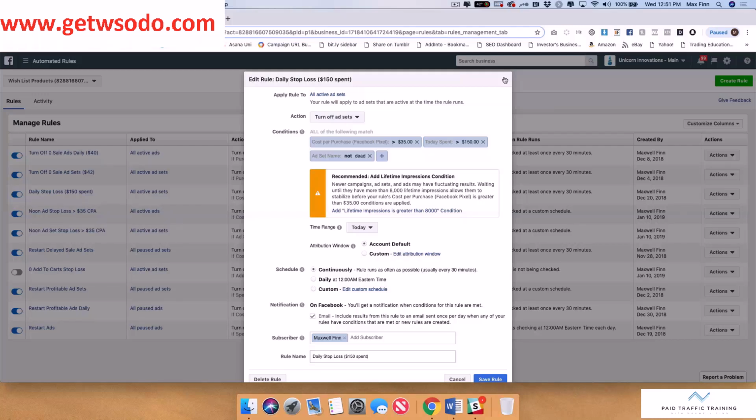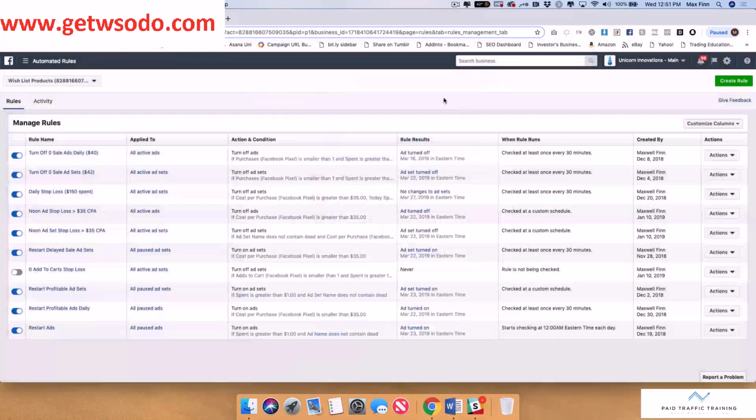For me, for this campaign, we had enough things running that we're like, hey, if it's not profitable, we're turning it off, basically. That was our rule of thumb. We didn't care because we had enough things running. So that's the stop loss rule that we're running. Now what we have is multiple rules running throughout the day.